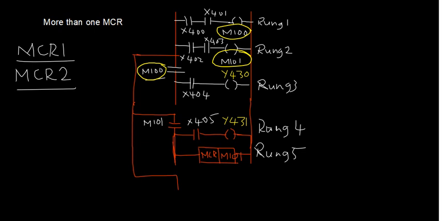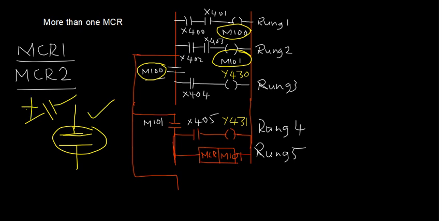It will not come like this, okay. So it will be present in the power rail. Followed by that, you may have one instruction or rung, or you may have multiple rungs depending upon the requirement. After having completed that, you will have the reset of that master control relay.